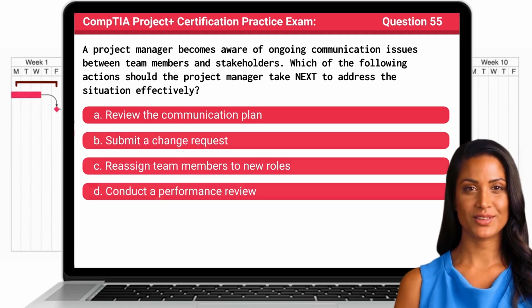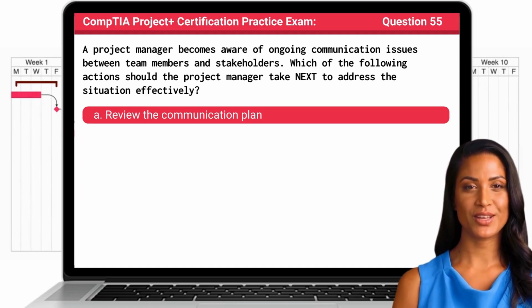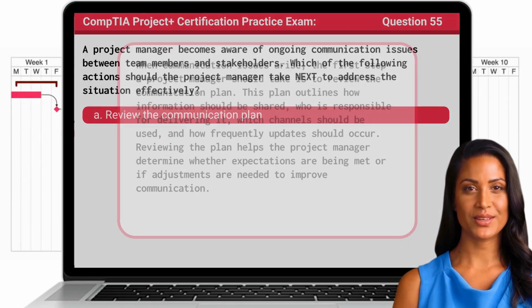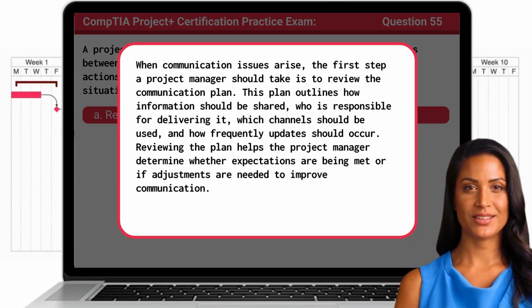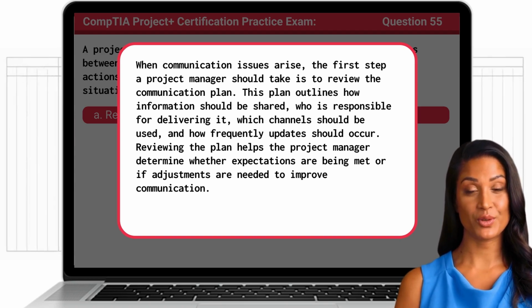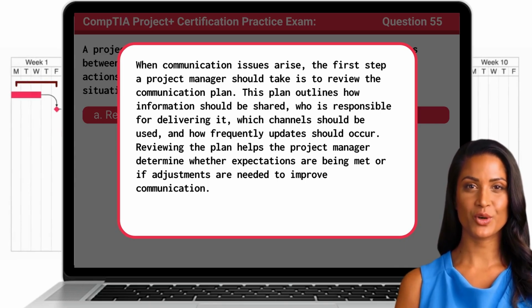The answer is A. Review the communication plan. When communication issues arise, the first step a project manager should take is to review the communication plan. This plan outlines how information should be shared, who is responsible for delivering it, which channels should be used, and how frequently updates should occur. Reviewing the plan helps the project manager determine whether expectations are being met or if adjustments are needed to improve communication.